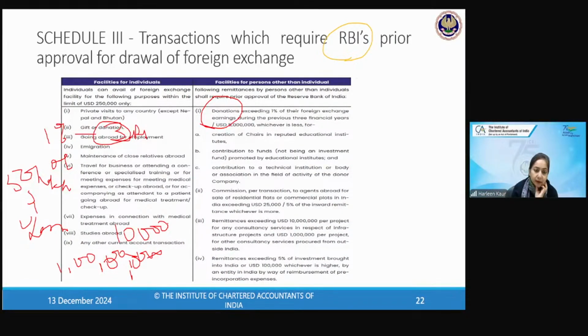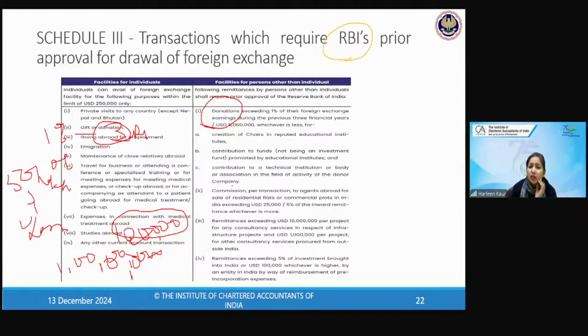All right. So now 10 lakh or 50 lakh, whichever is less. So let's assume we are talking in USD. So let's assume the 1% of the foreign exchange is 10 lakh USD or 50 lakh. So 10 lakh USD is less. So this amount, whichever is less, if this much donation you're doing, then till this amount, the amount is exempt. You don't have to take the approval of RBI. But if you're using the amount beyond this amount, then approval of RBI will be required.